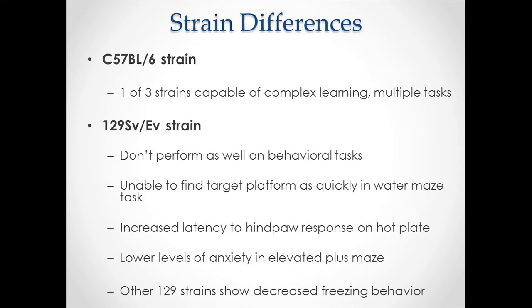So I would like to discuss with you just a little bit about differences in strain, simply because I did use two different strains in this study. First, the C57 Black 6 strain, which is very well characterized and is capable of complex learning over multiple tasks. So this was primarily for a lot of behavioral testing, while the 129 animals have the inducible audiogenic seizure phenotype, but they don't perform as well on those tests.